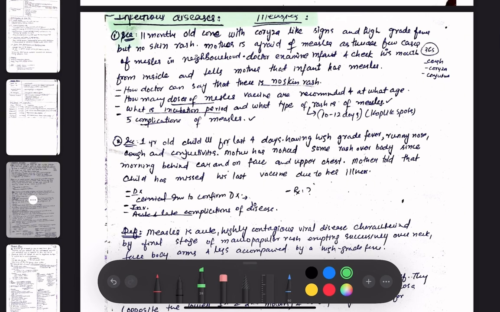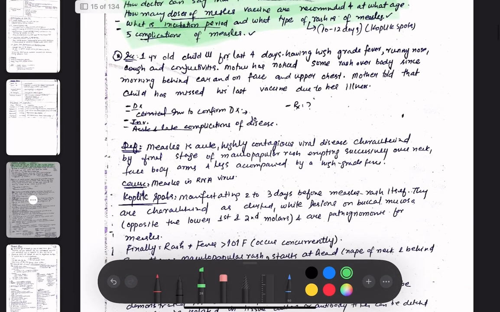There is a scenario that there is an 11 months old who comes with coryza like signs and high grade fever but no skin rash. Mother is afraid of measles as there are few cases of measles in the neighborhood, and the doctor examines the infant and checks his mouth from inside and tells the mother that the infant has measles. Now how can the doctor say that, when there is no skin rash? How many doses of measles vaccines are recommended and at what age, what is the incubation period, what are the types of rashes of measles, and what are 5 complications of measles?